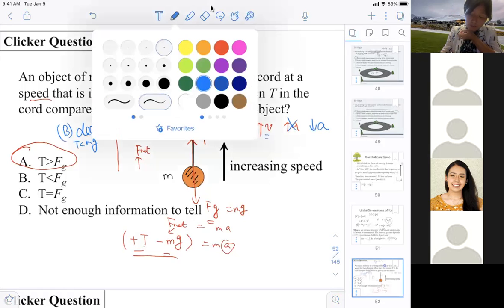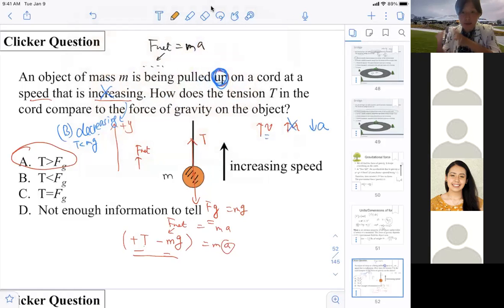What if I change the problem again? I say an object of mass m is being held by a cord and is being lowered down at a speed that is increasing. And in that case, what is your answer?